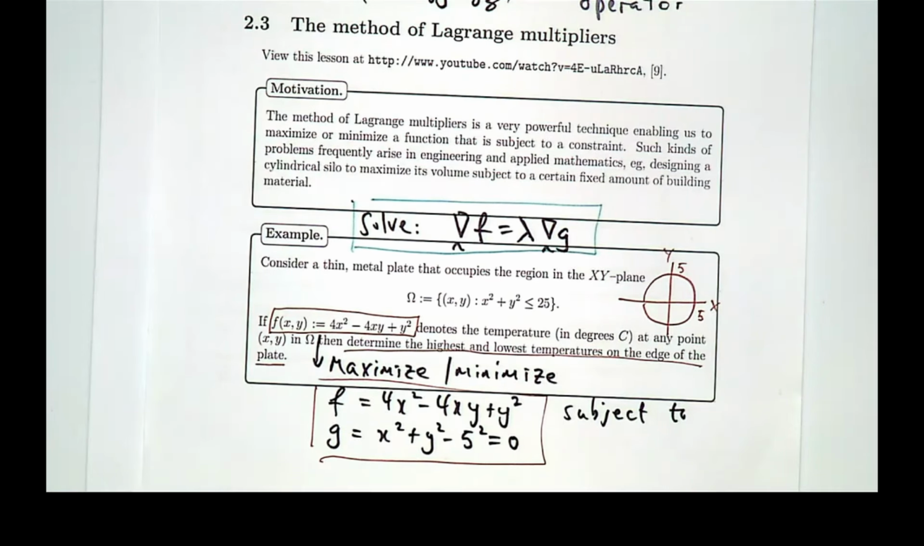Okay, so what does that say? That says, if you apply the del operator to f, it's a multiple of the del operator of g. Okay? We have a special word for this. We don't say del of f or something. We talk about the gradient.